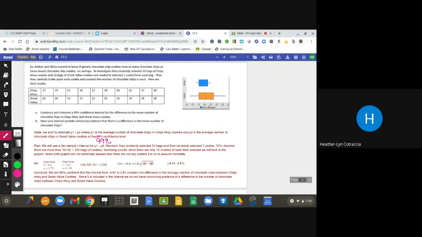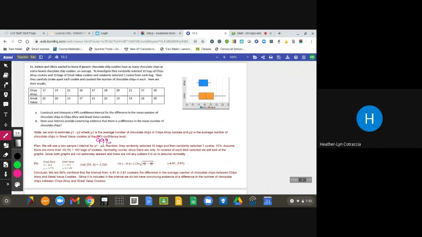So I'm looking at that, and I'm looking for two things. I'm looking for extreme skewness. There might be a slight skew, especially the Chips Ahoy one looks like there might be a slight skew, but nothing extreme, and there's no outliers. So we are okay to assume normality.